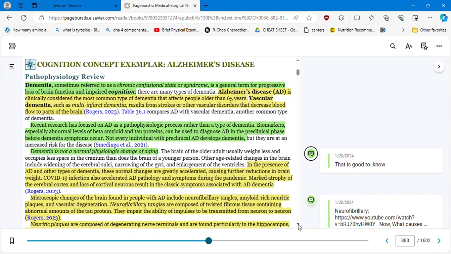Okay, recent research has focused on Alzheimer's disease, we're going to call it AD from now on, as a pathophysiologic process rather than a type of dementia. That's the difference. Biomarkers, specifically abnormal levels of beta amyloid and tau proteins, can be used to diagnose AD in the preclinical phase before dementia symptoms occur, meaning before the chronic confusional state and impaired cognition occurs. Not every individual with preclinical AD develops dementia.